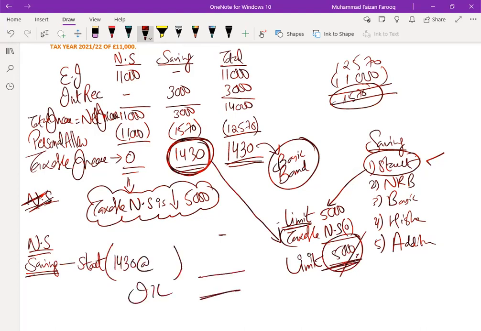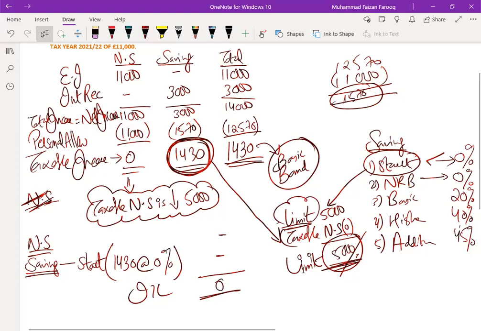Now you should ask about the rate in start band. In start band, the percentage of tax is 0%. In basic band, we have 20. In higher, we have 40. In additional, we have 45. The rate of tax is zero, meaning no tax. Your savings income falls within the limit of start band, so you don't need to pay any tax to the government. Your income tax liability is zero. Any questions? No questions. Please copy it.